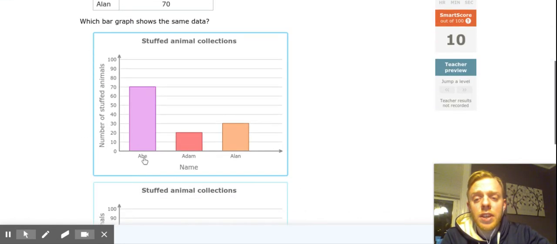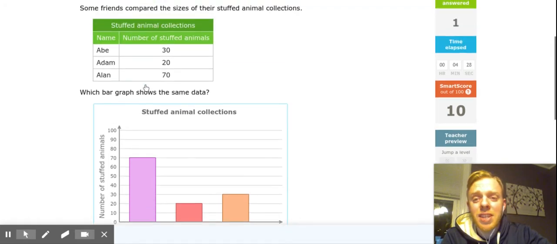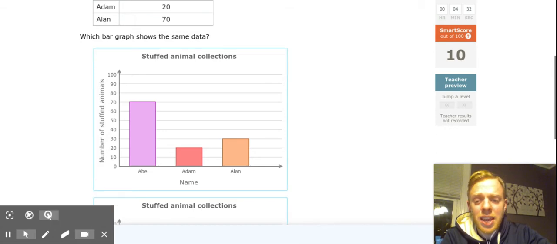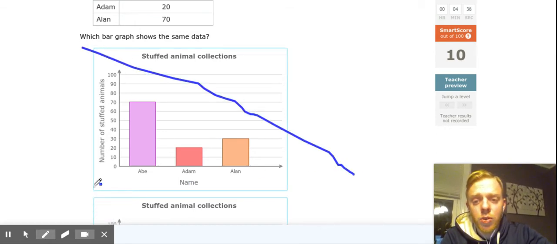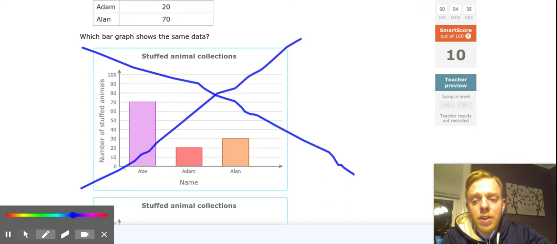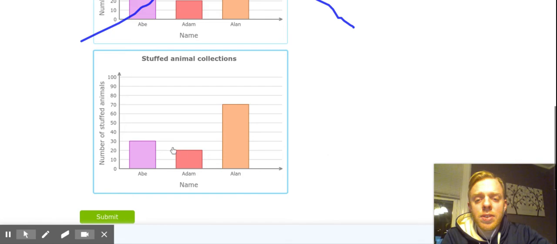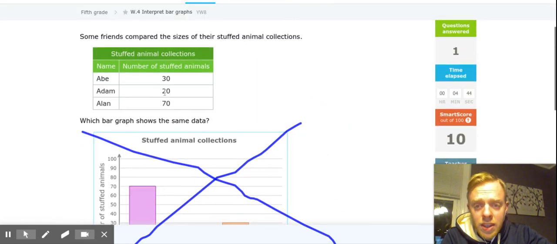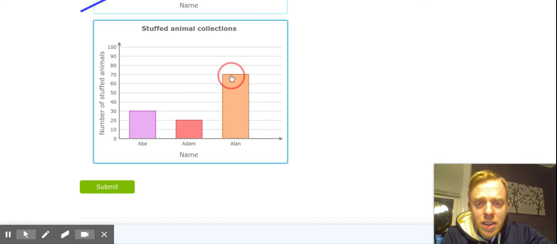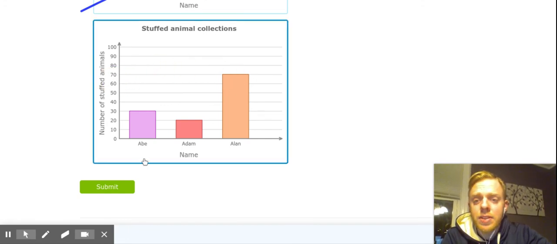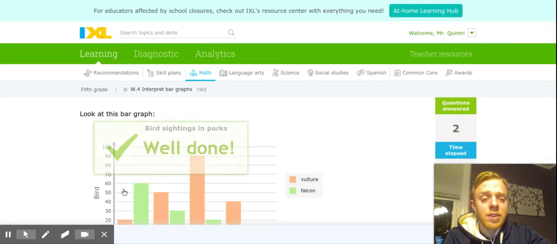So I'm going to look here. Abe goes up to 70. Well, Abe only has 30, so this one can't be right. And I'm going to follow that tried and true practice of crossing off what I know isn't correct. And then I'm going to take a look here. Abe is 30, Adam is 20. That matches up. That's really good. And Alan is 70. If I slide over, yep, it's 70. I'm going to select that bar graph and click Submit.